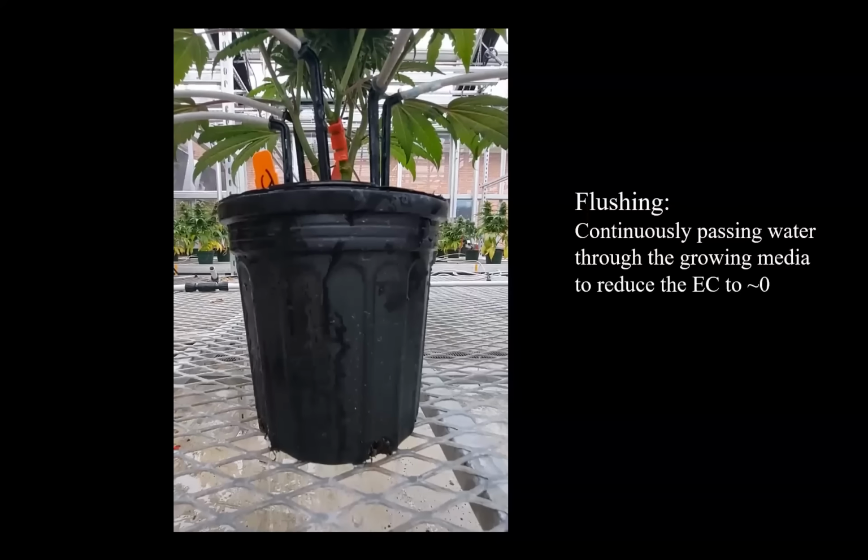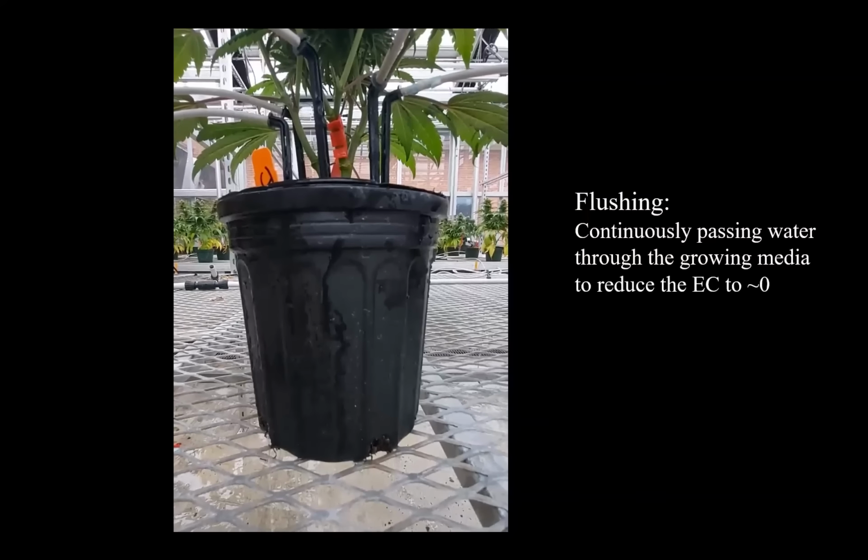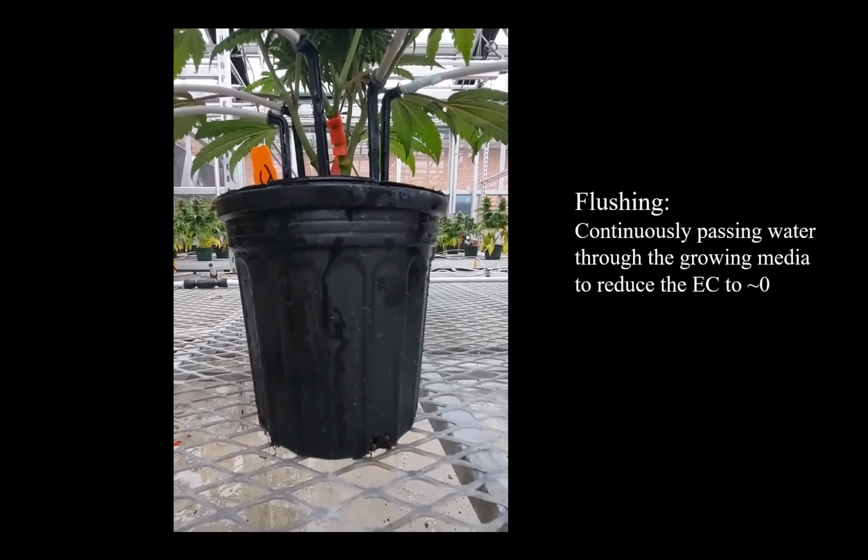So the way we're defining flushing is we would do a continuous passing of water through the growing media or substrate to reduce the EC to a near zero value. We basically get below 0.2. As you can see here, we would put multiple drip tubes into a container and just flush that container until the leachate, the solution coming out the bottom, was less than 0.2, and then we would stop. So we really are removing all nutrients available through the container.